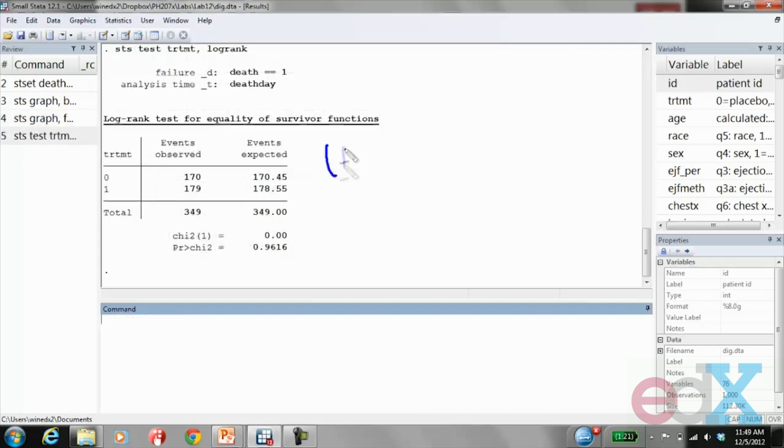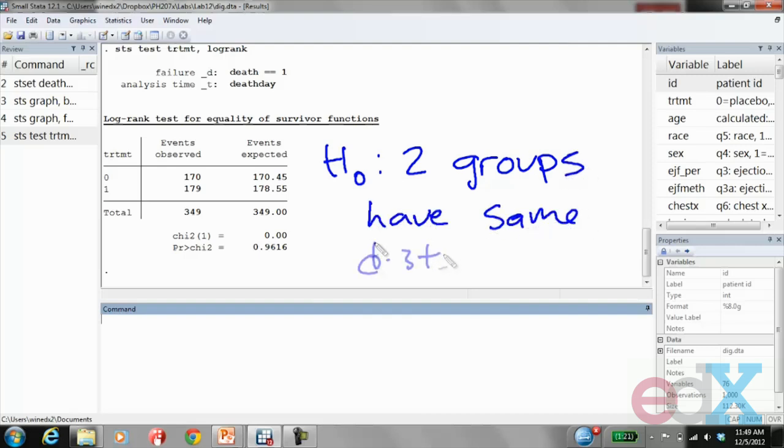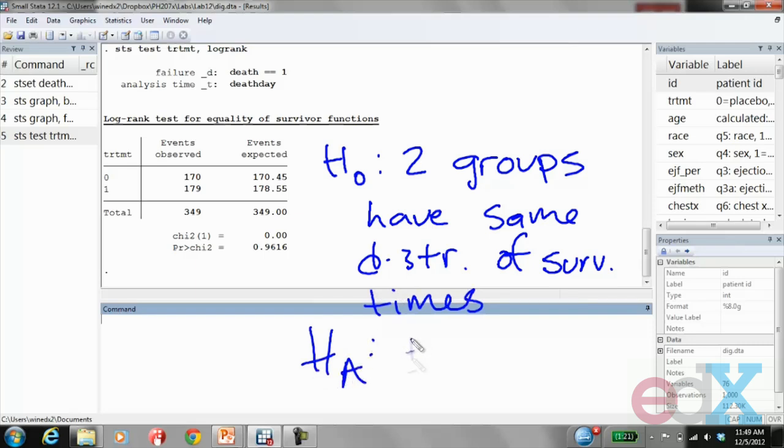And our null hypothesis for this test is what? It's that the two groups have the same distribution of survival times. And the alternative is that they do not.